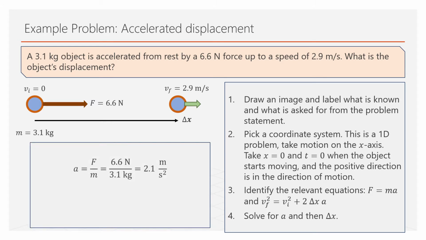We can get the acceleration from Newton's second law by taking the force and dividing by the mass. In the end, we get 2.1 meters per second squared. We can then plug that into the kinematic equation and solve for the displacement. Here I have highlighted the velocities in green and the acceleration in red to help guide you. You should notice that I include the units in my work. In the end, when everything is done, we get 2 meters of displacement.